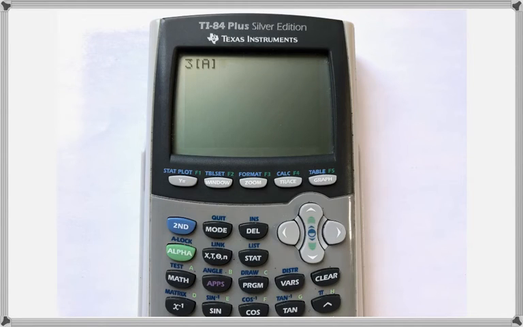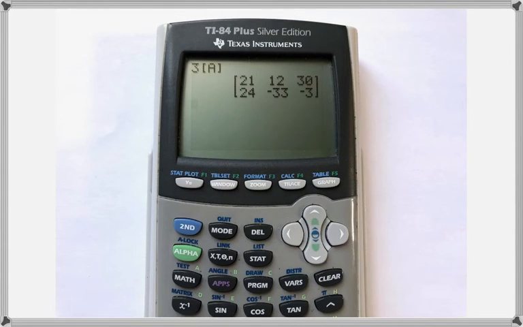So we have 3 times Matrix A on the home screen, and then press Enter, and then we get our answer. So 21, 12, 30, 24, negative 33, and negative 3. So again, I think it is easier just to do it by hand, but this is how you would do it on the calculator.